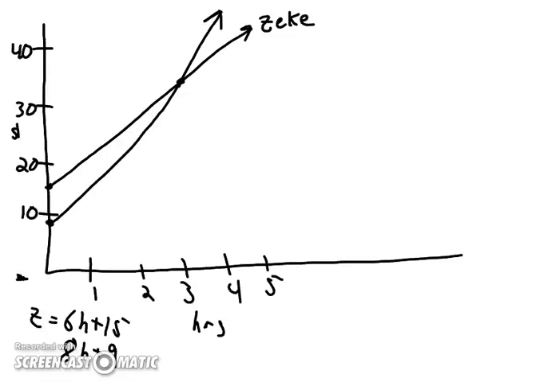From there it says, for how many hours does Zeke have more money than Zekarella? Well, Zeke starts with more money, so he has more money at hour 0, and he has more money up to hour 3, but not including hour 3. At hour 3, they have exactly the same, so we use less than 3. And that is the domain for which Zeke has more money than Zekarella.